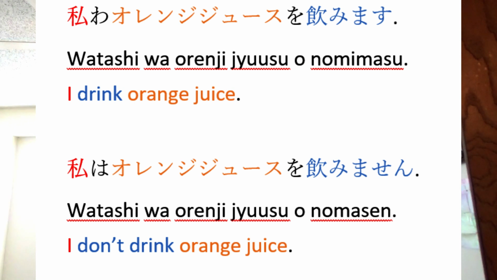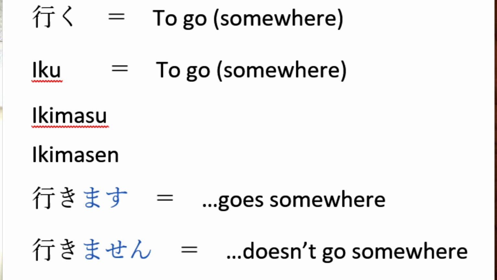Thus you would have the sentence watashi wa orange juice wo nomimasen, which of course means I don't drink orange juice. Another example of an u verb is iku, which means to go somewhere. You would conjugate it by dropping the u and adding either imasu or imasen, which would give you either ikimasu or ikimasen.